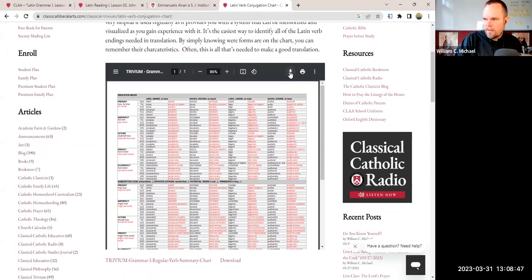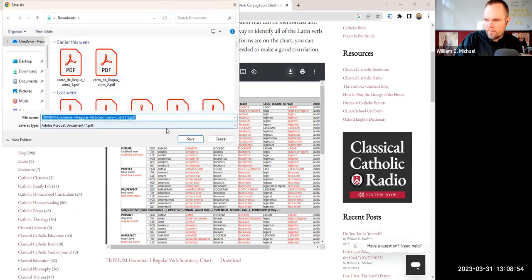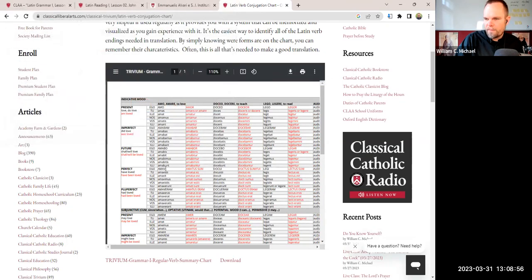And what can I do here to make this easier? I'll just zoom in on it when I need to. I'll download it real quick. One second, I'm talking to myself. Just bear with me.